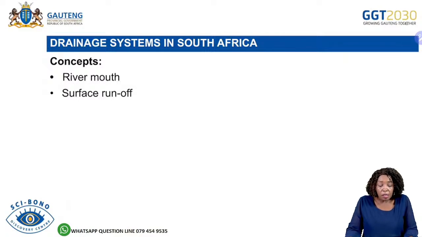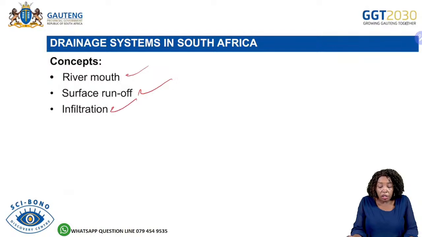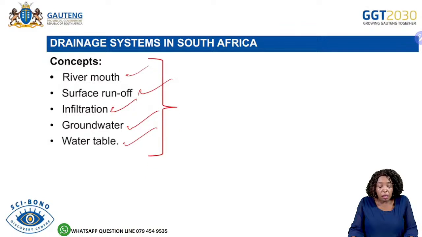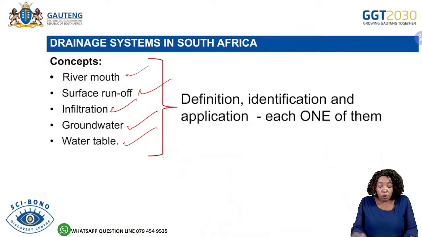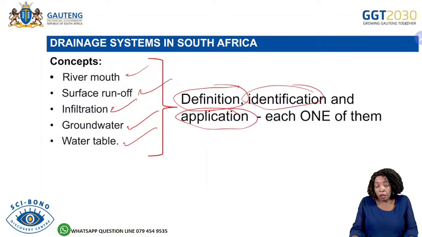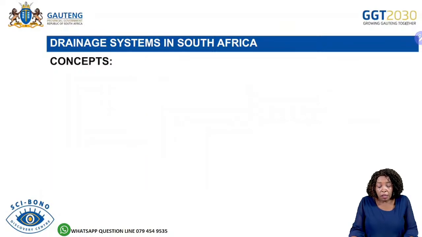Some of the concepts that we are further going to look at are the river mouth, what is surface runoff, and what is infiltration. We're also going to look at the concept of groundwater, which also brings in the other concept of water table, which shouldn't be confused. All these concepts also require you to be able to answer those geographical questions that I have indicated: definition, application, and also illustration.